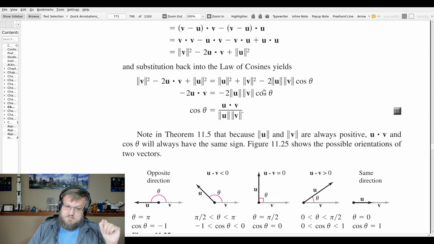And so now solve for whatever you need. They solve for cosine of theta. So divide both sides by negative 2, magnitude of u, magnitude of v, and that's our formula right there. This is why cosine shows up to the party.